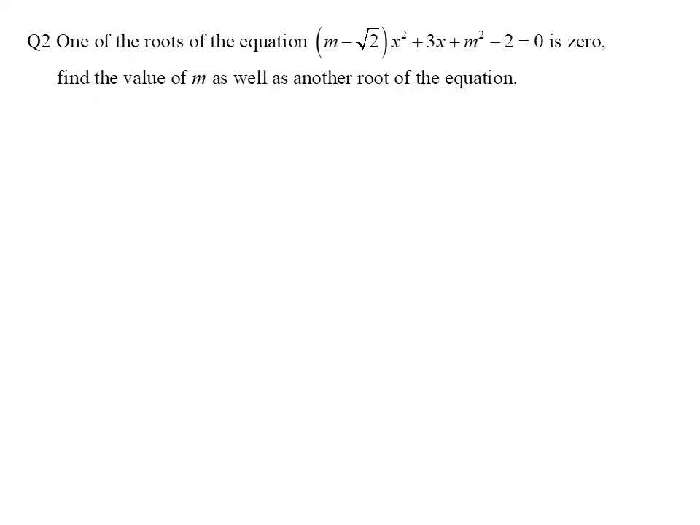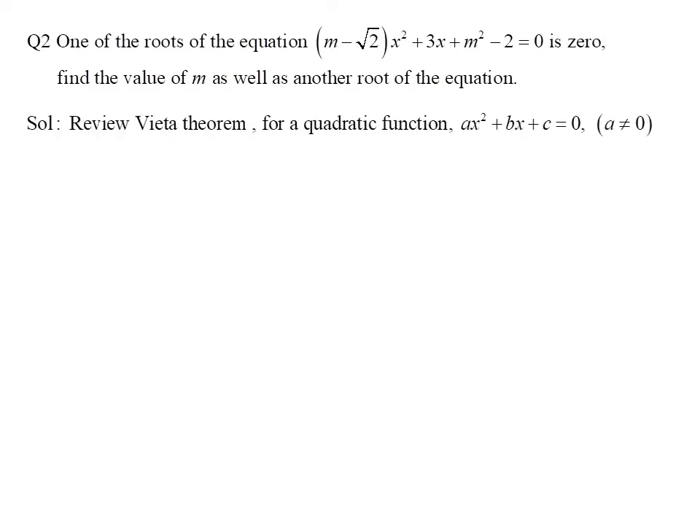Question 2 is to solve a quadratic equation with a parameter m. Since one of the roots is 0, we need to use this information to find the value of m, then calculate the other root of this equation. To help you understand the way to solve this equation, we need to review the Vieta theorem first.